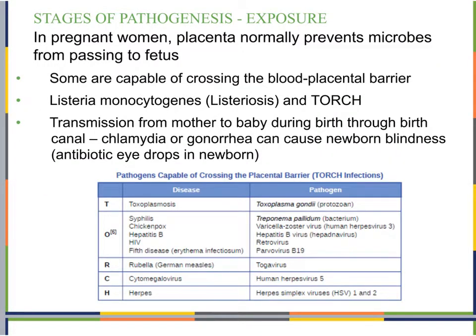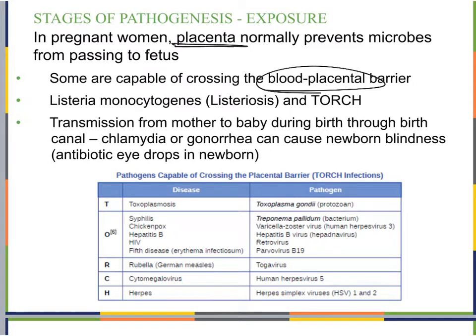Now, when we're talking about exposure to a fetus, we have a different situation here because, of course, when a fetus is growing, they're not touching things or breathing in things typically. So when we talk about exposure for a fetus, because they can get infections as well, we have pathogens that are capable of crossing the placental barrier. In a pregnant woman, the placenta is normally going to prevent those microbes from passing to the fetus. So if a pregnant woman gets infected with something, oftentimes the placenta is going to prevent that from getting to the fetus. But some things are able to cross that blood-placental barrier.